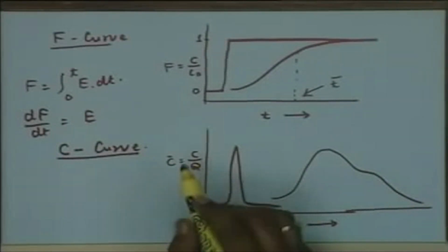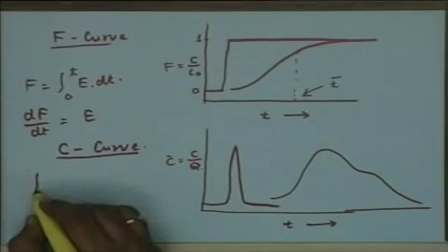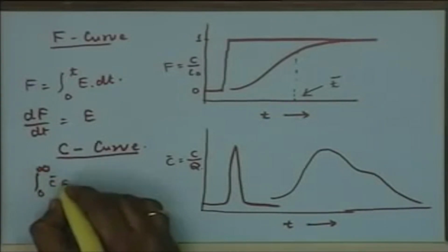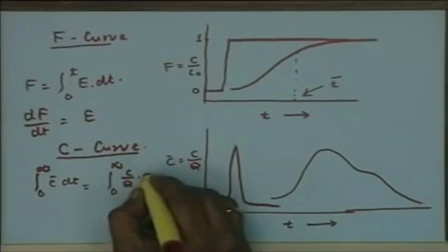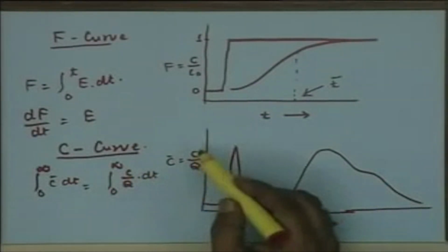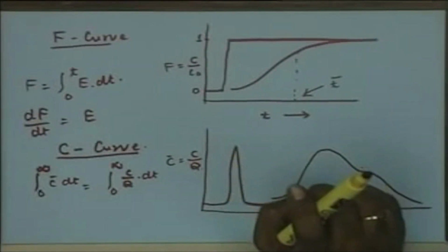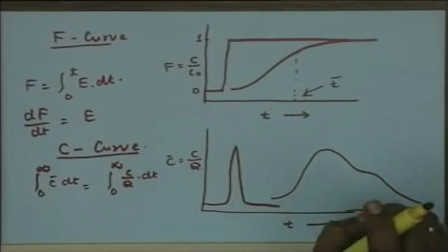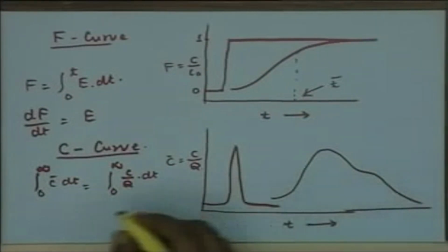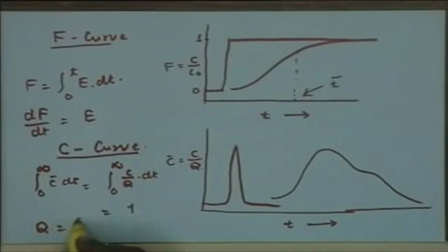Now Q is the total quantity of the input that is given, and therefore the integral from 0 to infinity of C bar dt is equal to the integral from 0 to infinity of C upon Q dt. Essentially we plot C bar equal to C upon Q, the fraction of the total tracer which has been put in that emerges at any given time t. That integral of C upon Q dt will be equal to 1, or Q is equal to the integral from 0 to infinity of C bar dt.